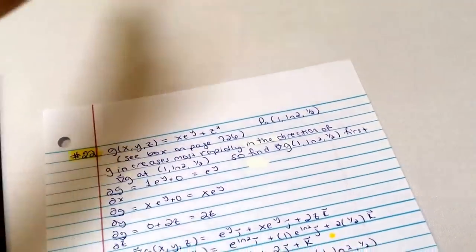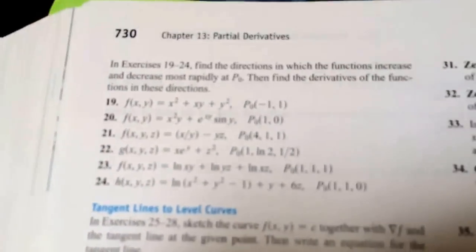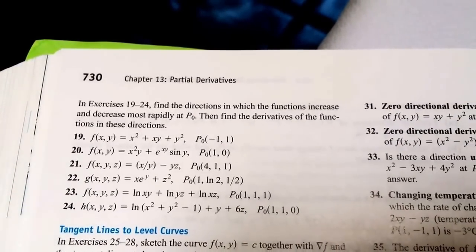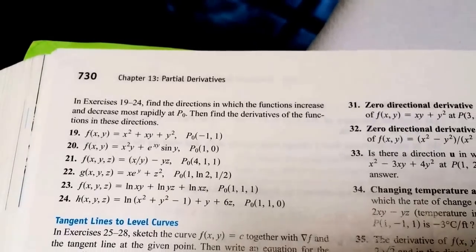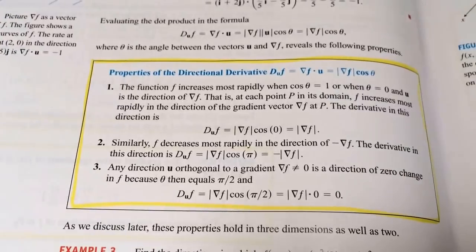Okay, let's look at the next group of problems. So turn the page. Problems 19 to 24. It says find the directions in which the functions increase and decrease most rapidly at p0, and then find the derivatives in these directions. This is where we need that box I was talking about. So flip back to page 726.